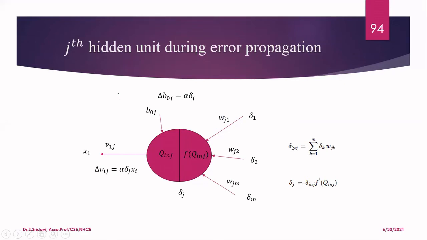So I'm going to compute delta nj, which is nothing but the summation of k equal to 1 to m of delta k multiplied by wjk. Here delta k is the error correction term you have received from the output layer. Since we have m output units, we are considering delta 1 up to delta m. Multiply everything with the corresponding weight and find the sum. That is given as input to this particular unit. Now, what is the error correction term at this particular neuron? That you have to calculate.